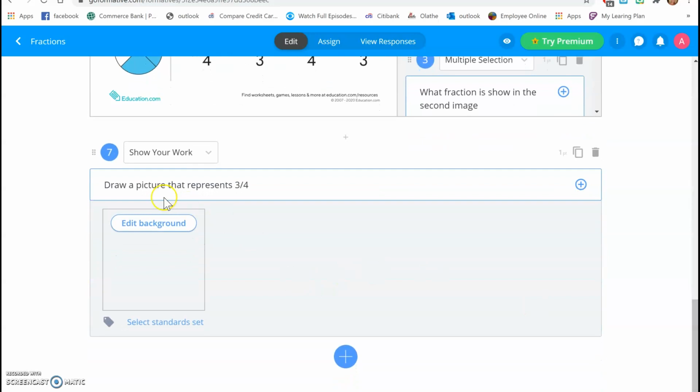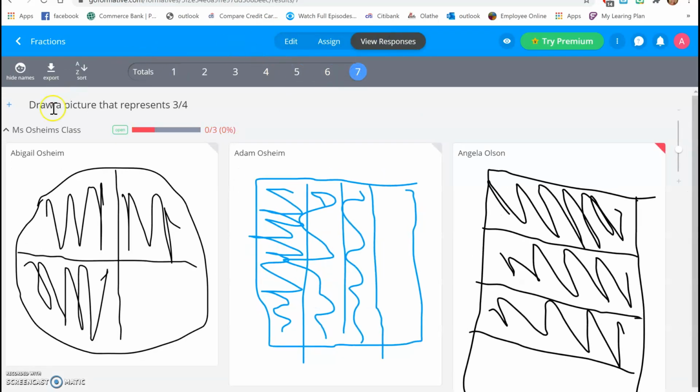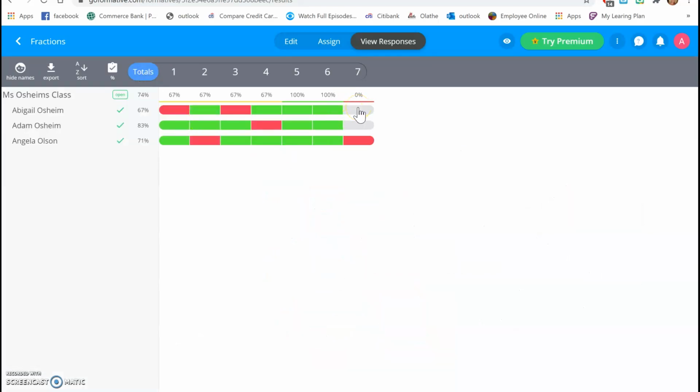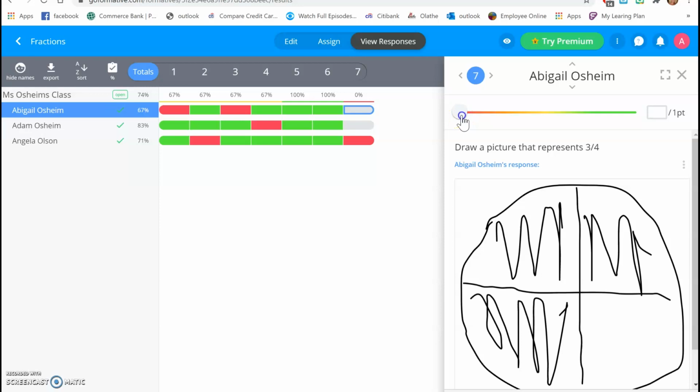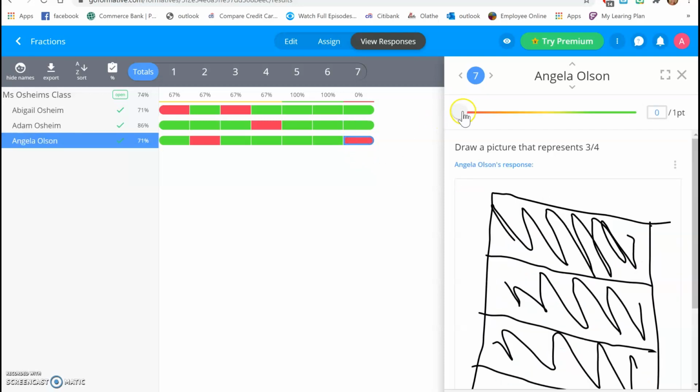Our last question, I had you draw a picture that represents 3/4. So let's take a look at what we drew. It looks like we have several different shapes. For our circles, very good. We made 4 separate sections and shaded in 3 spots. So when we look at that, this one should get 100%. Good job, Abigail. Adam, this one should get 100% also because we have 3 out of the 4 spots shaded in. And Angela, this one will also get 1 point.